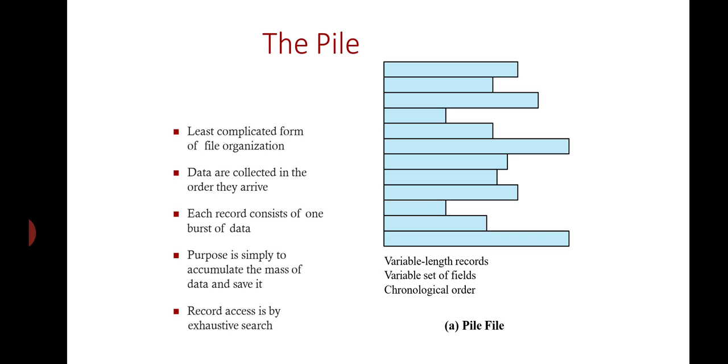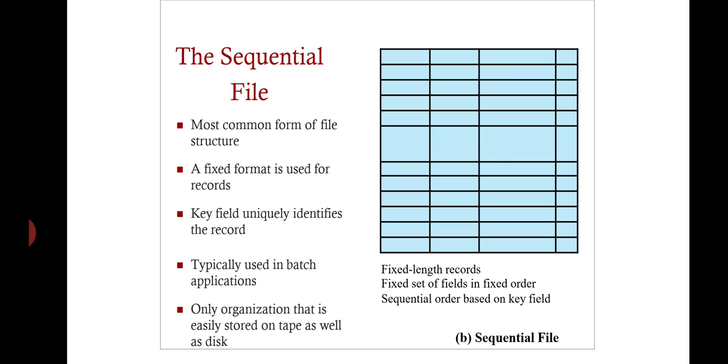What is a pile file? The file is compiled from the file organization. Data is collected in the order it arrived. Each record consists of one burst of data. It is a variable length record. The records are accessed by exhaustive search, meaning one after the other. That is called a pile.